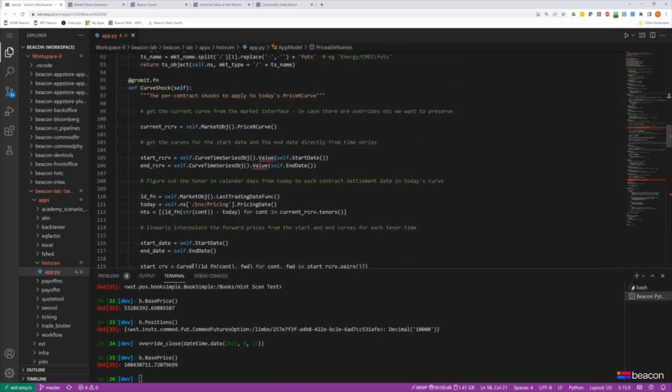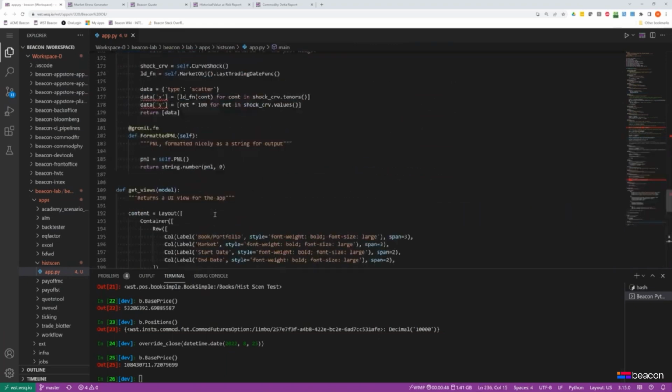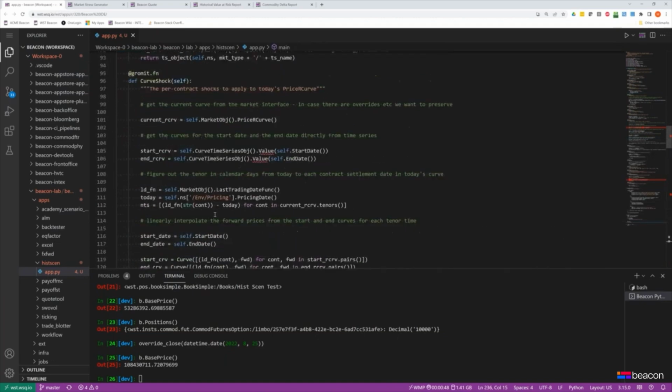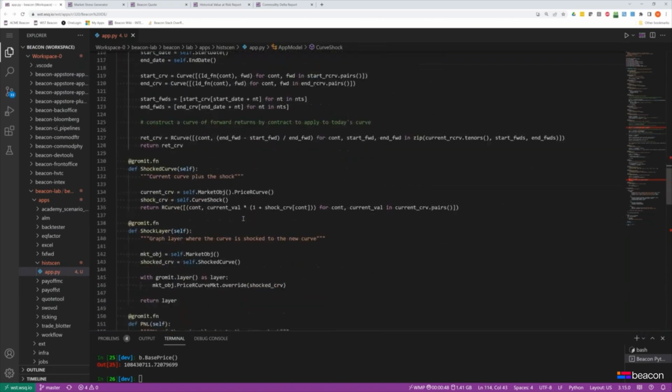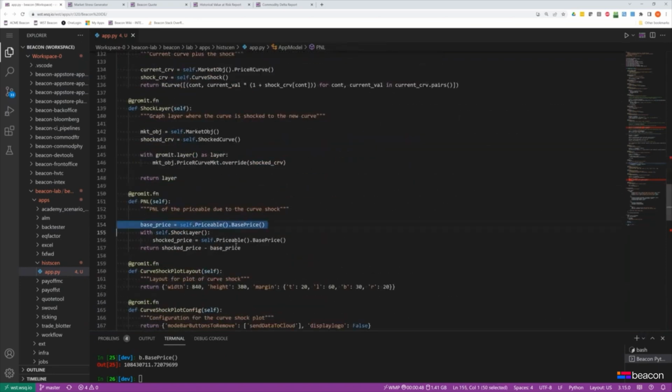Here's another method, curve shock. Curve shock is the bit of analytics that picks off the curves on the start and end date that we want to use for our historical window, figures out the shock, and then applies it to the current market. Here's another method, P&L. This is the thing that figures out the P&L due to applying that curve shock.